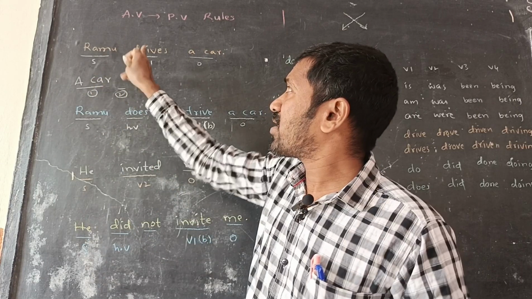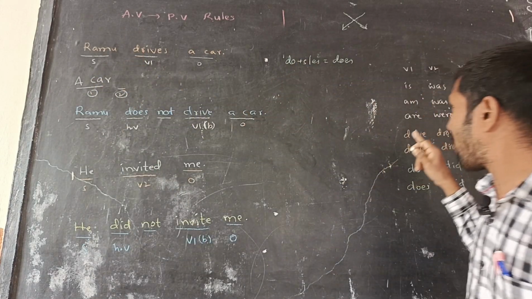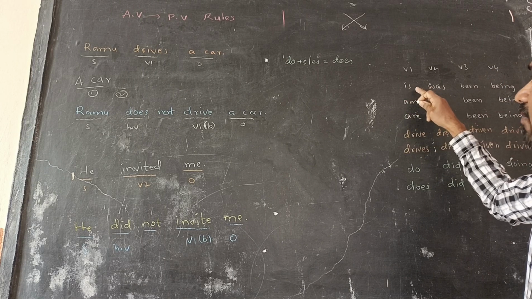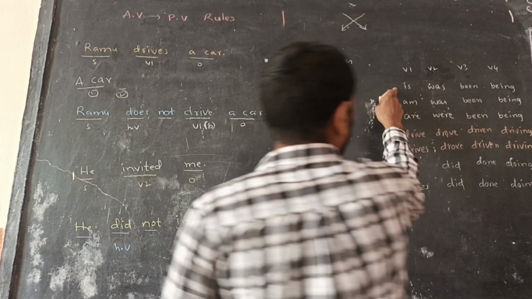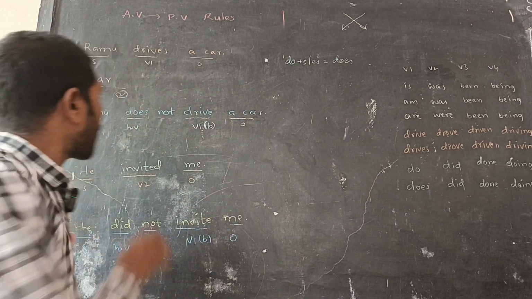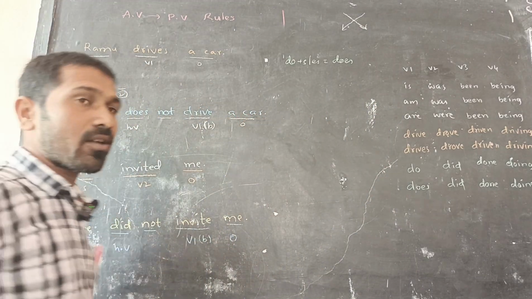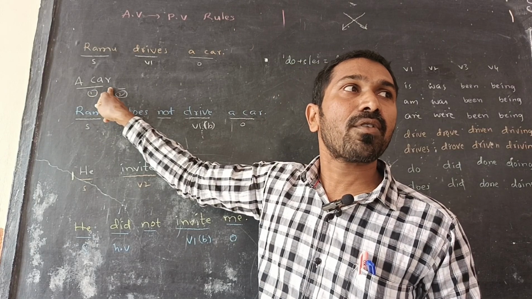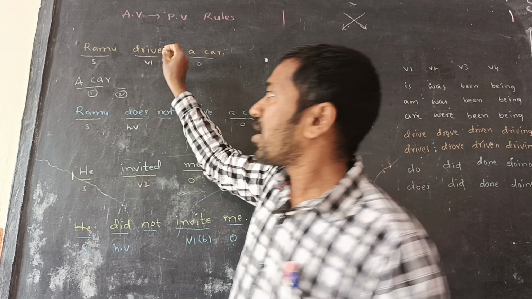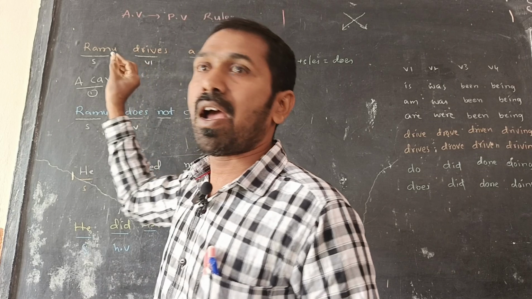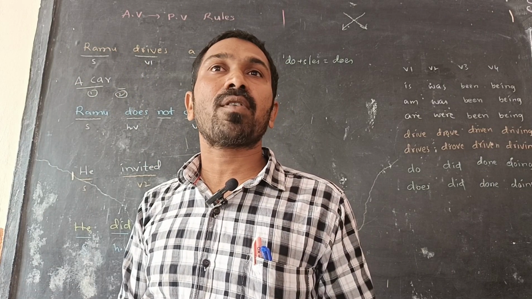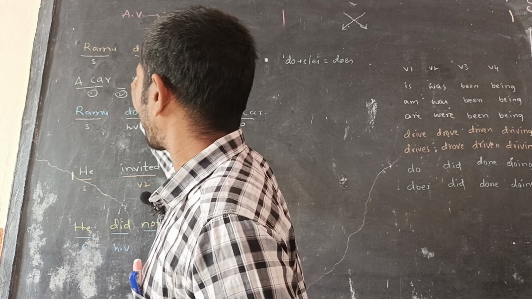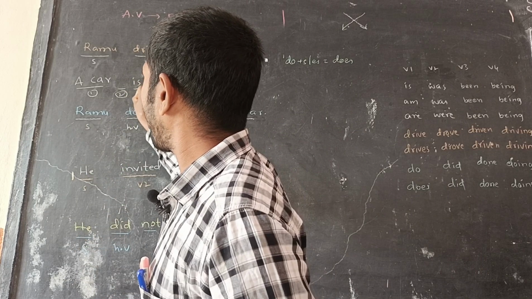Step number 3. This is V1. So, what helping verbs we have to use in passive voice? In passive voice, we have to use V1 related. V1 related is is or am or are. Since this car is singular, what we have to use? We have to use is or am. Am is used for only I. So what we have to use? Only is we have to use. Right? Now step number 3 completed.